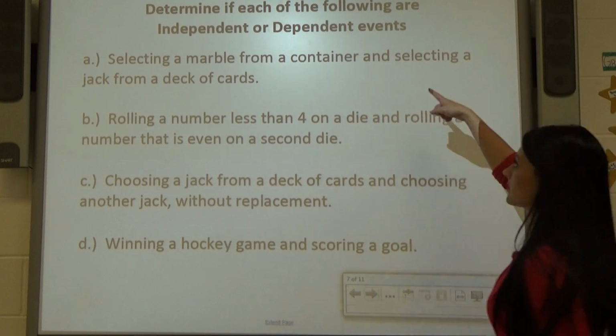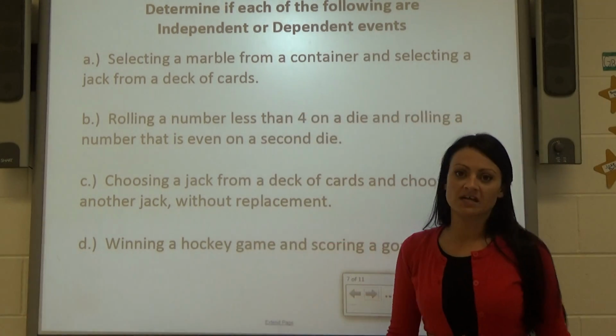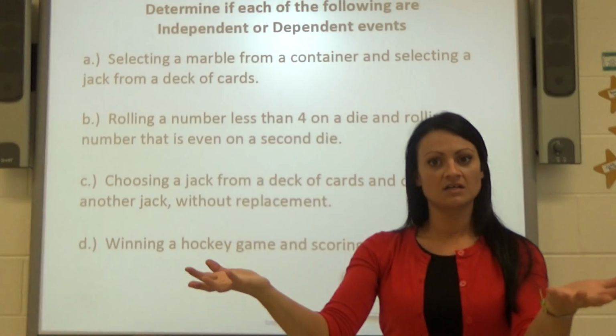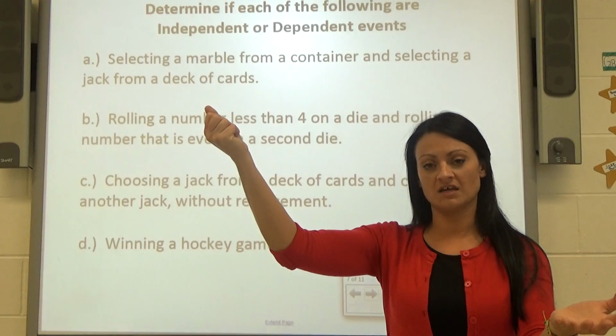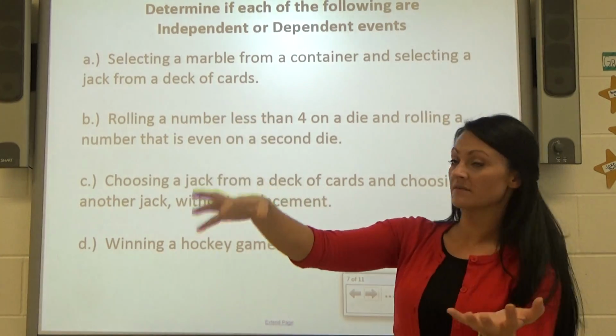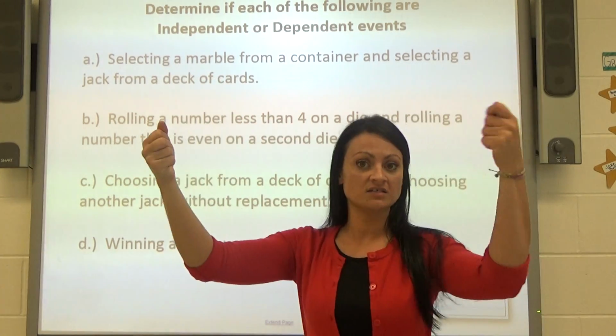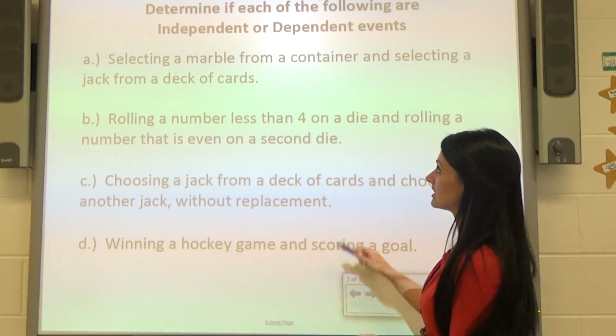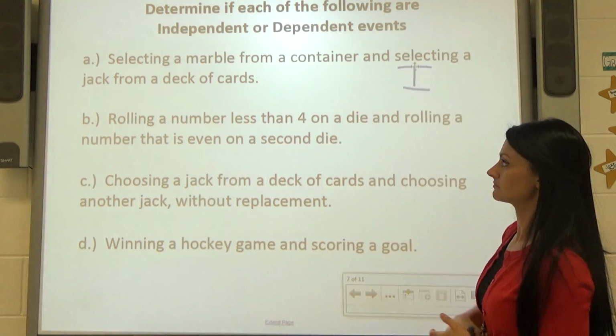So selecting a marble from a container and a jack from a deck of cards. If I have a container of marbles over here and a deck of cards over here, does anything that I pull out of the container of marbles have any effect on what I pull out of the deck of cards? It doesn't. So that would be an independent scenario.